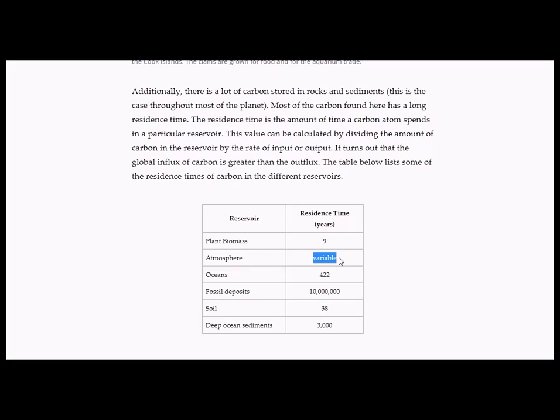It's dependent upon the season. It's dependent upon the local temperature. It's dependent upon the local rainfall. It's just really hard to even set that to a number.